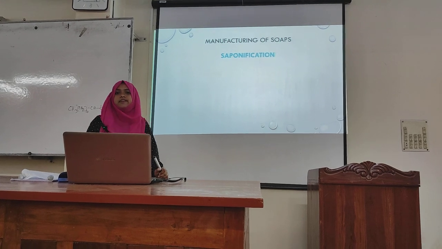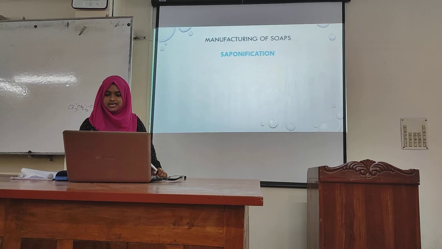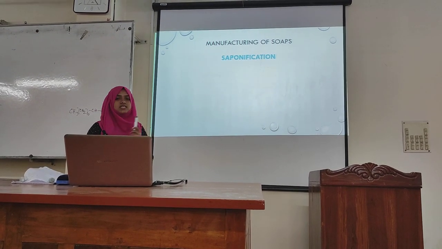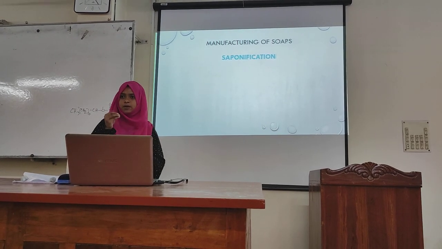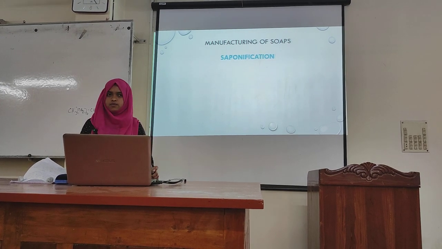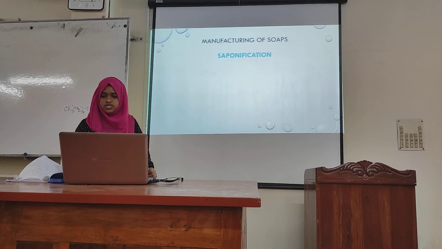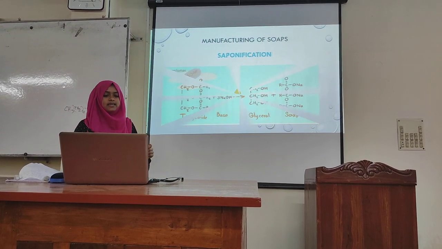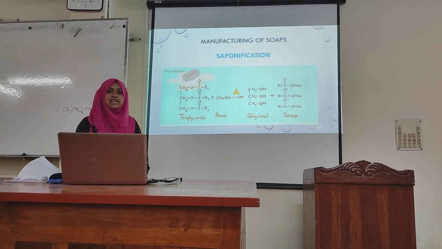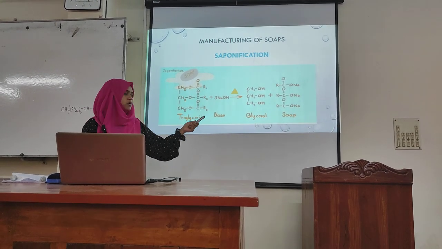Now let's discuss the manufacturing of soap. Manufacturing of soap can be discussed by the preparation of soap, and the preparation of soap is called saponification. Saponification is the process of making soap from fatty acid. In this reaction, a triglyceride reacts with a base, which can be sodium hydroxide or potassium hydroxide, and then it forms glycerol, which is a byproduct, and our desired product, which is soap.